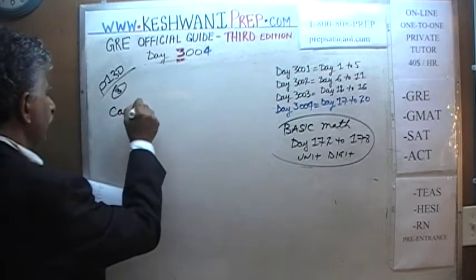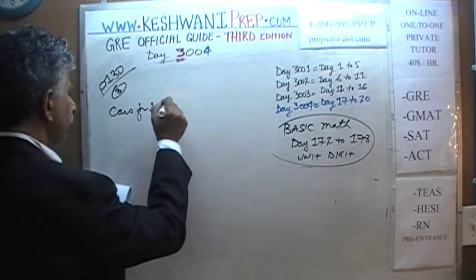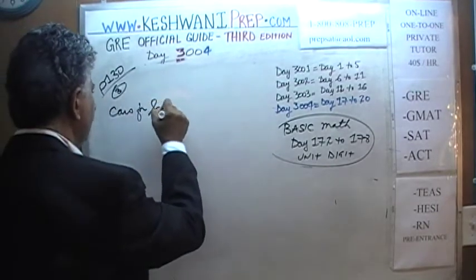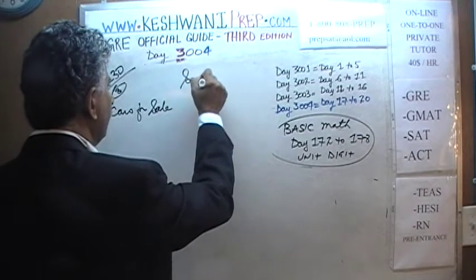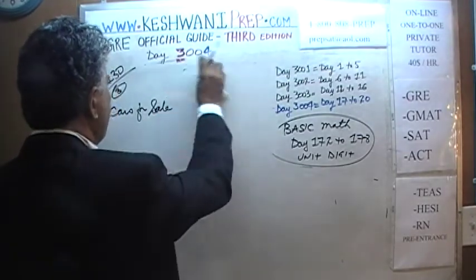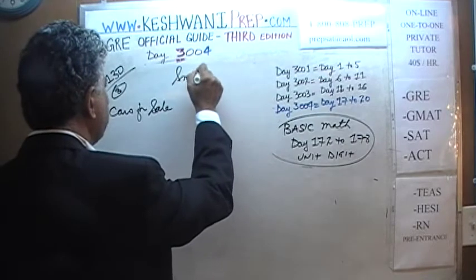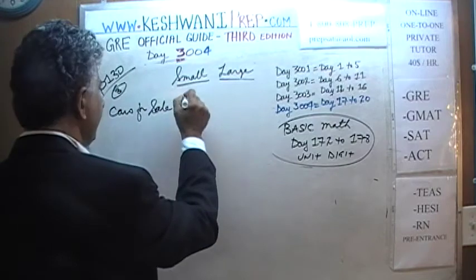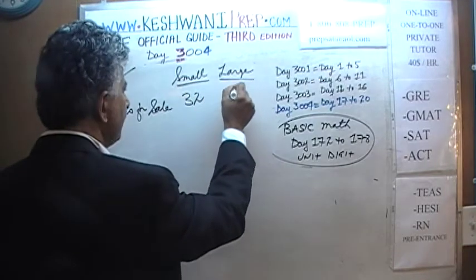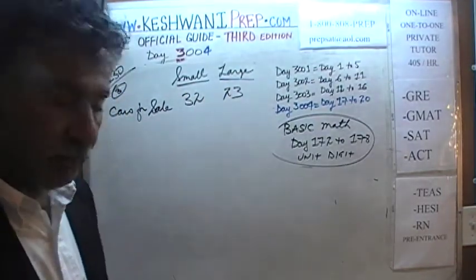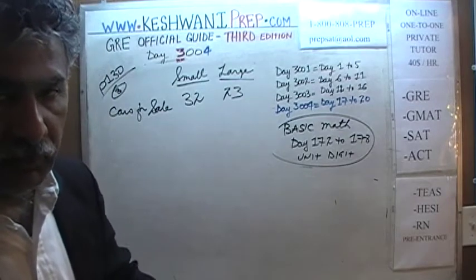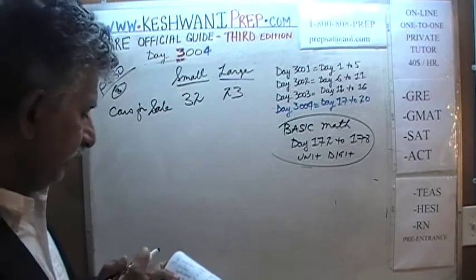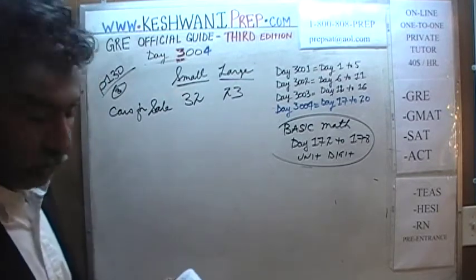We have cars for sale. Here are the small ones, and here are the large ones. We are told that we have 32 small cars for sale and 23 large cars for sale on our lot. We are selling used cars. We are the car dealers. We're going to auction them tomorrow.